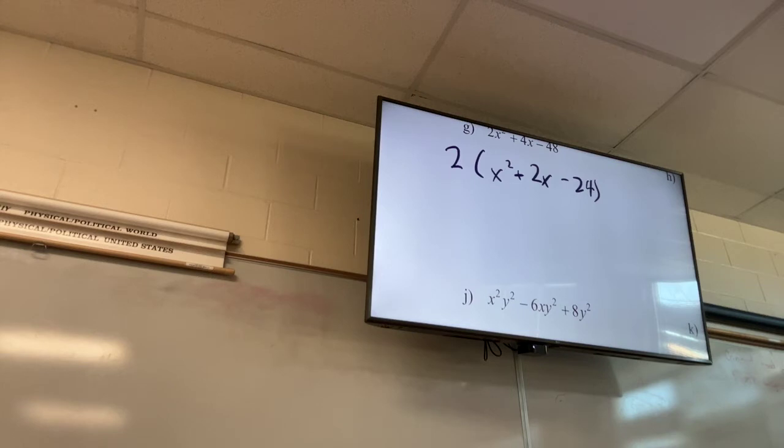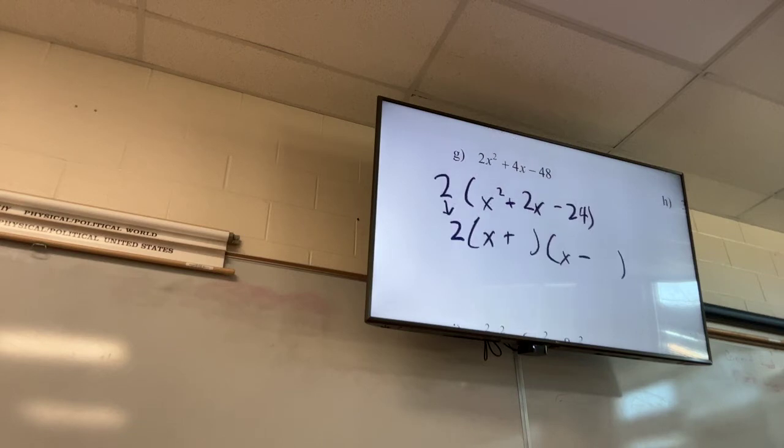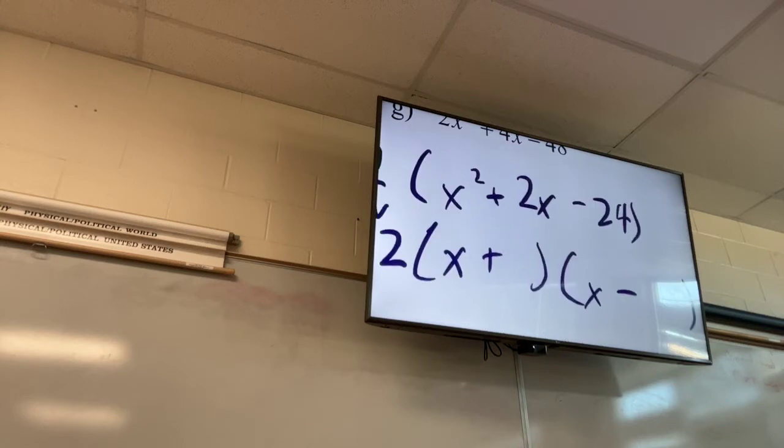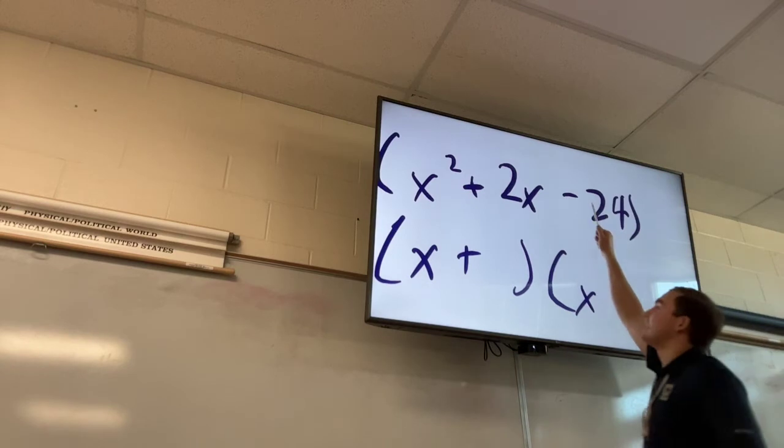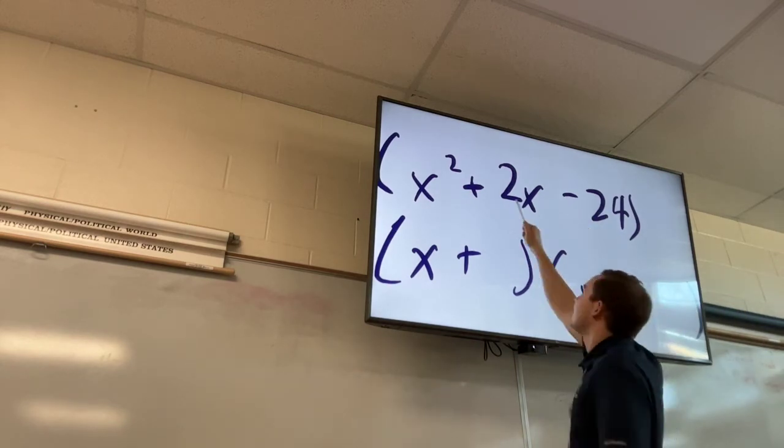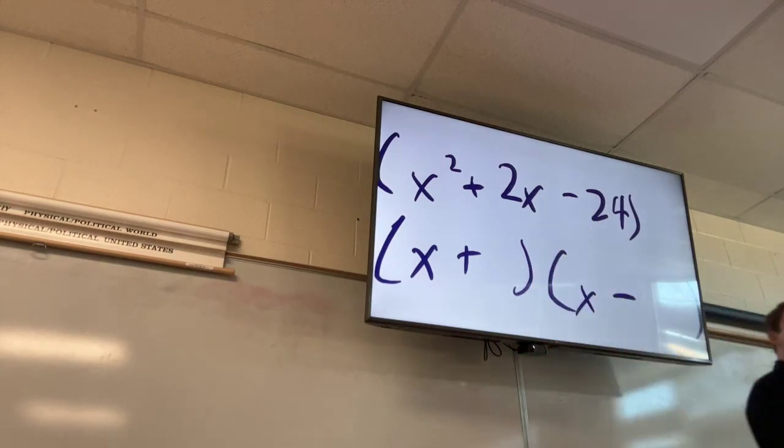And then we do x plus, parentheses, and then x minus in parentheses. I want to say one thing real quick. Make sure you pull this 2 down too, so you can keep 2 out front, and then keep going. So we want 2 factors of 24, the constant term, whose difference is 2. What's that?